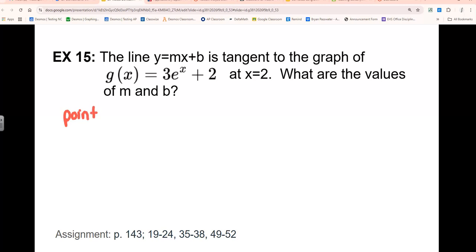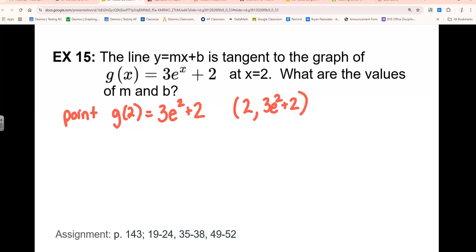So we're going to have g of 2 because our x coordinate here is 2. So we got 3e squared plus 2. Now, you may notice that I did not put anything about this being calculator active here. Can we figure this out without it being calculator active? We can't get a decimal for that. Like, I don't know it. But this is not supposed to be a calculator active problem. So your point, we plugged in, our y coordinate is 3e squared plus 2.